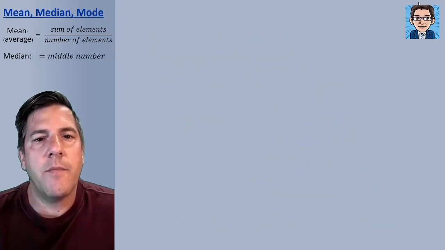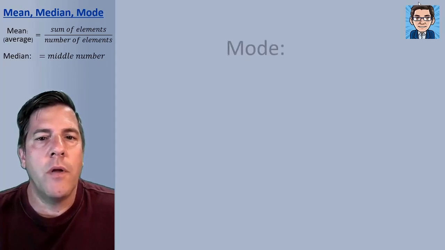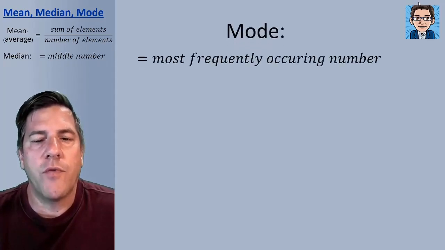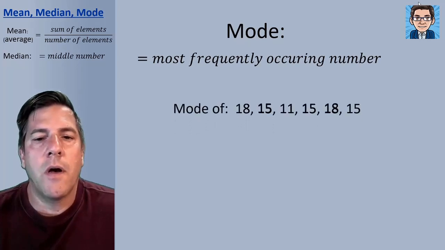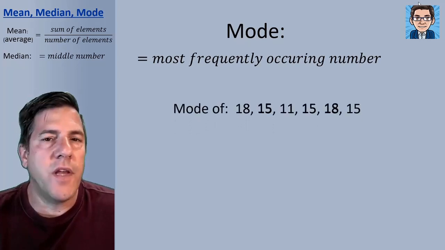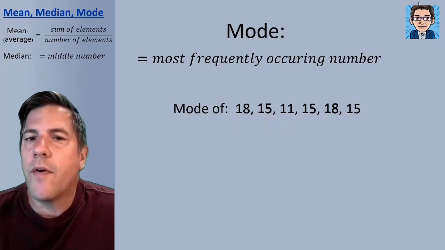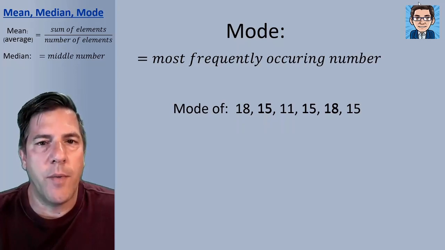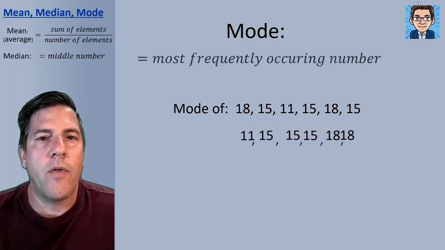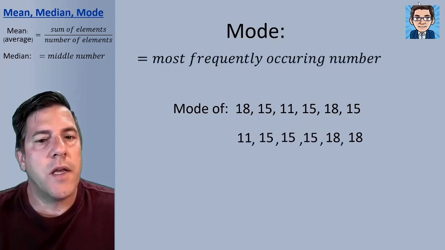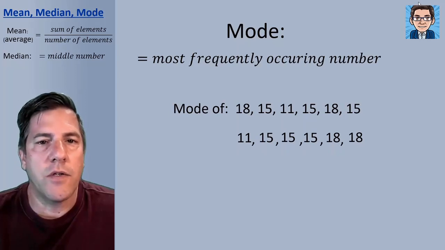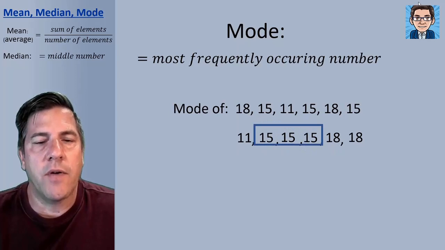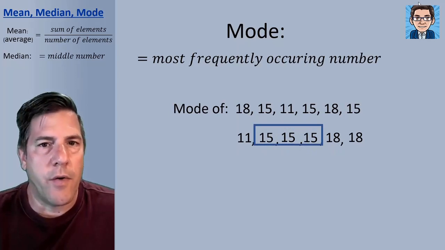And then the last item is just the mode. The mode is simply the most frequently occurring number. If you look at these numbers here, you can see that 15 occurs most often. When you have a very long list of numbers, it might help to put them in order. That way all the same numbers are next to each other. You can see here that 15 occurs 3 times, 18 occurs twice, 11 occurs once. So 15 here is the mode, the most frequently occurring number.